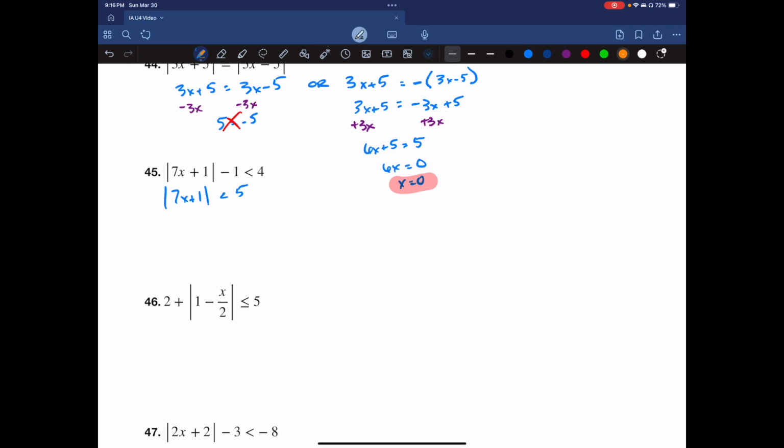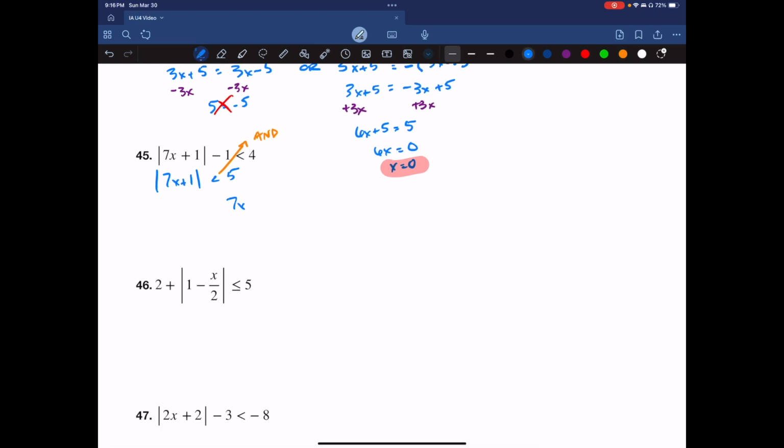Now this wasn't going to change anything by adding 1 to both sides, but when you have an and next to the absolute value, this is going to result in an and statement, which means I can write this as 7x plus 1 less than 5 and greater than -5. So I can write it like this, where it's in between the two. This only happens for an and statement. Okay, so I'm going to subtract 1 from both sides. So it'll be -6 less than 7x less than 4. And so this is going to be -6/7 less than x less than 4/7.